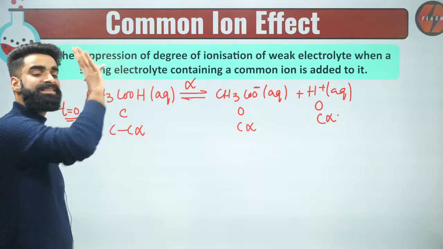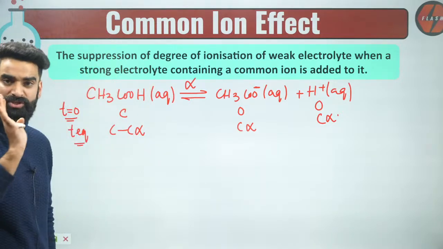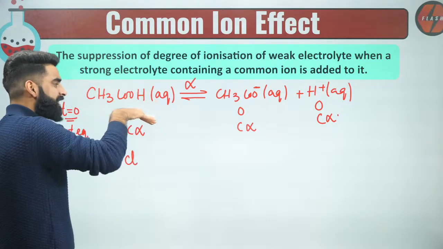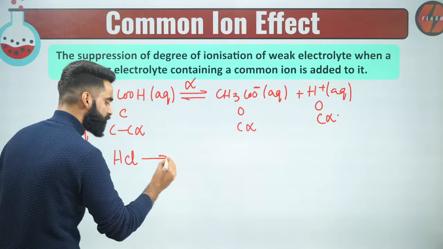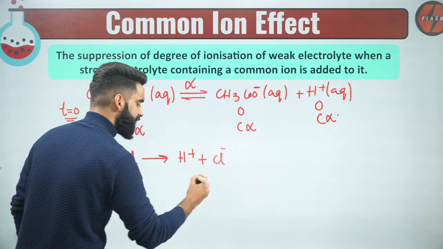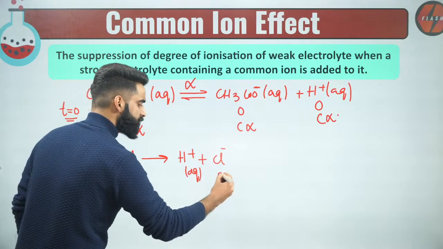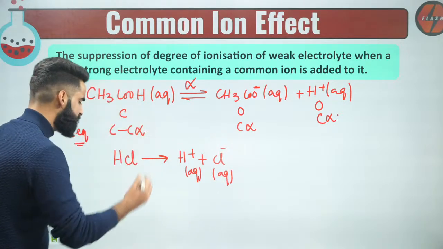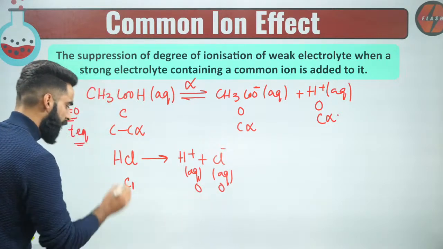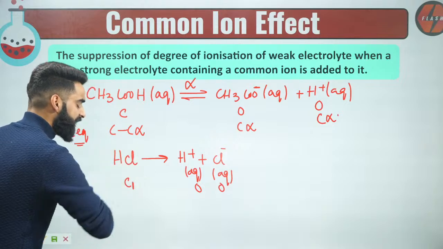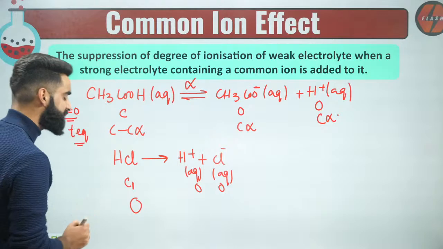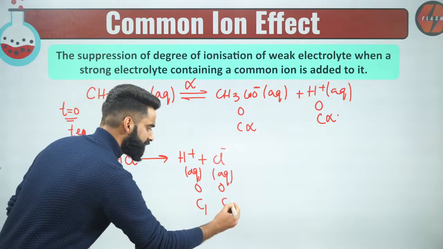Now, people, I'm dropping a strong electrolyte in the same container in which I have the CH3COOH. For example, I'm dropping HCl, which is the strong electrolyte. It will get completely converted into its ions, H positive aqueous plus Cl negative aqueous. Let's assume the concentration of HCl was C1 initially. Since HCl is a strong electrolyte, it will get completely dissociated, so I'll be left with 0 concentration of HCl, and the ions will each be C1.